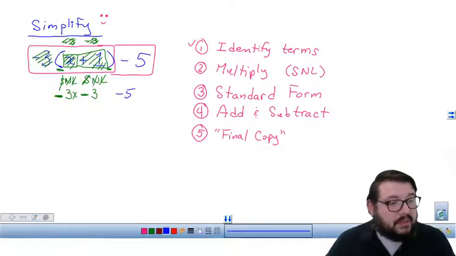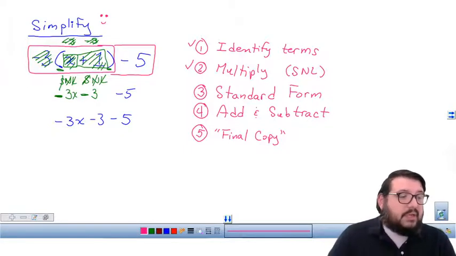Okay, so what I'm going to do is I'm just going to go ahead and rewrite this thing so that we can see it a little more clearly. -3x minus 3 minus 5. Okay, now we have done step 1. We have done step 2. Now it says put it into standard form.